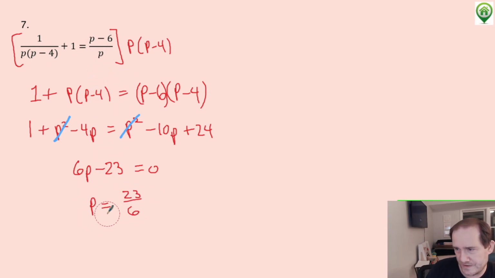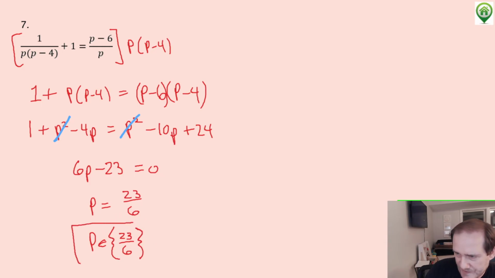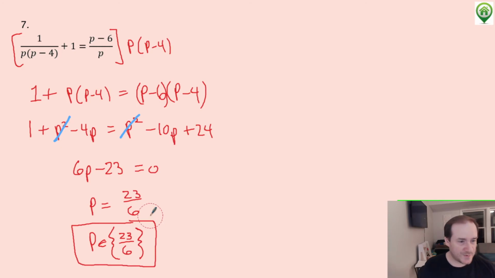And that is not extraneous. So P is an element of the set that contains. This is another one where the answer is ugly enough that I would probably double check this work in Desmos. I just don't feel like it right now, so I'm not gonna. I think that's right. So moving on, let's do 8.